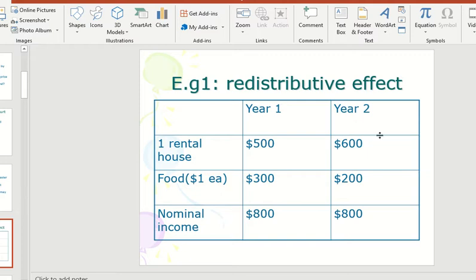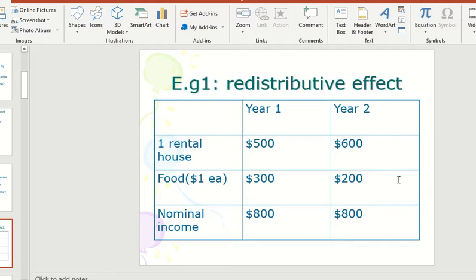And when you look at this individual, because he now has to spend more on rent, he gets to spend less on food. So although the price of food is still $1 each, he gets to eat less now: 200 servings of food.